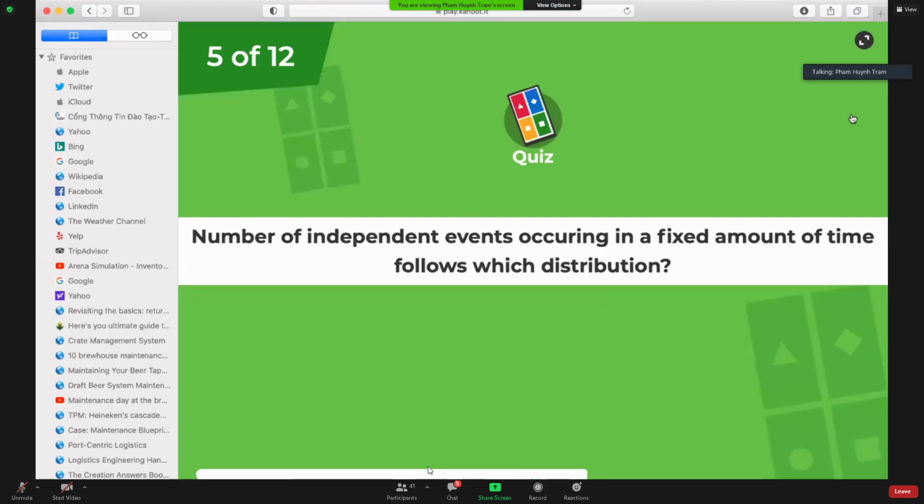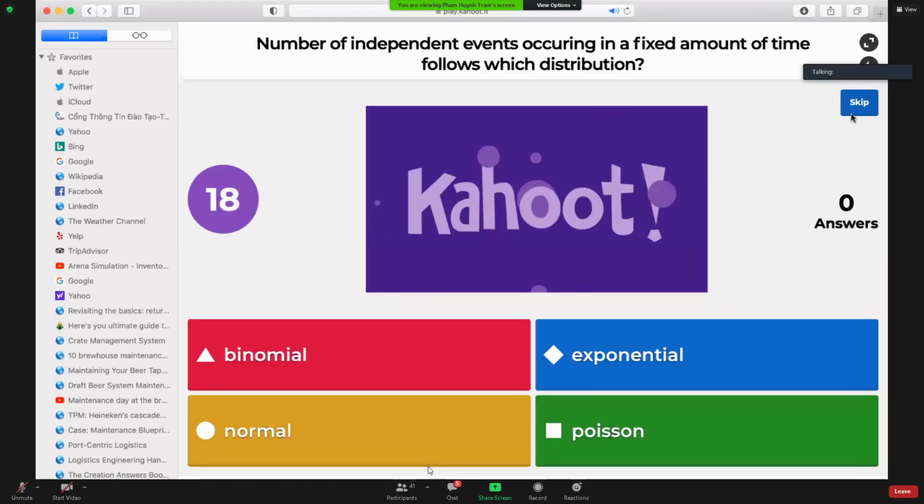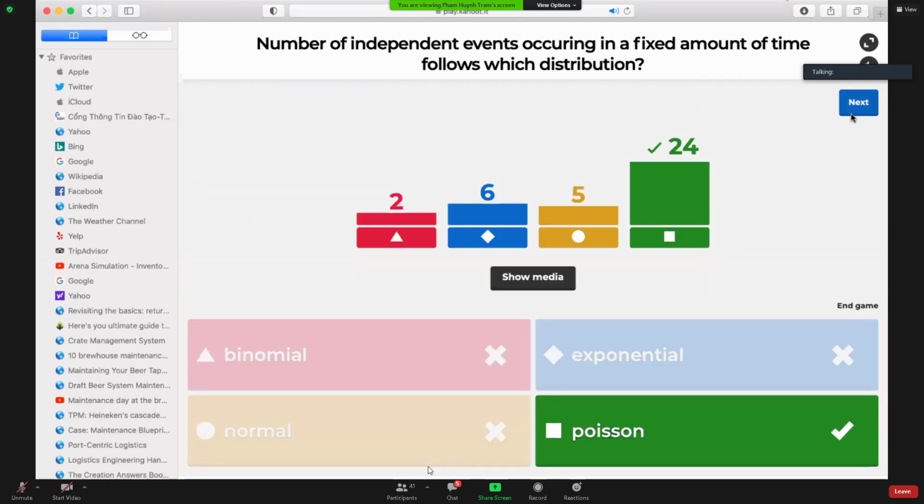Number of independent events occurring in a fixed amount of time follows which distribution? Okay, half of us can answer this question. The answer is Poisson. The hint here is we look at the number of independent events, right? So when we say the number, we can count it. And in the four given distributions, only Poisson is the discrete one. And yes, it is the number, and the events are independent. So the correct answer is Poisson.